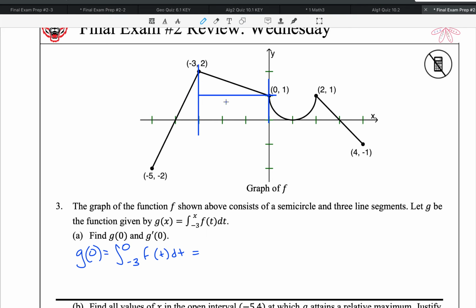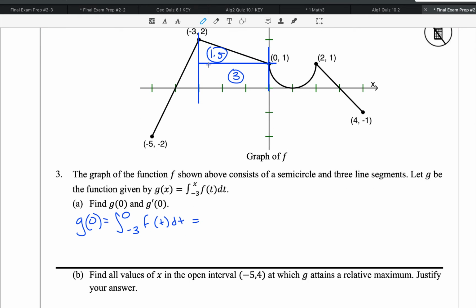I have a rectangle and a triangle. This rectangle has an area of 3. This triangle is the same rectangle, but half of it, so 1.5. Or you can think of it as 3 halves if you prefer fractions, which means the entire area here is 4.5. So that's g of 0.